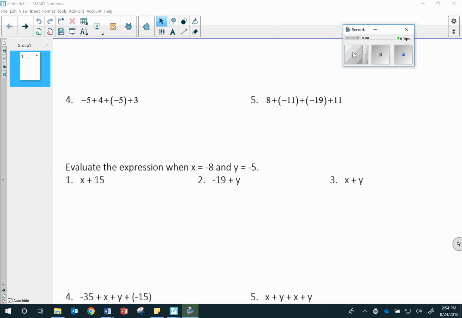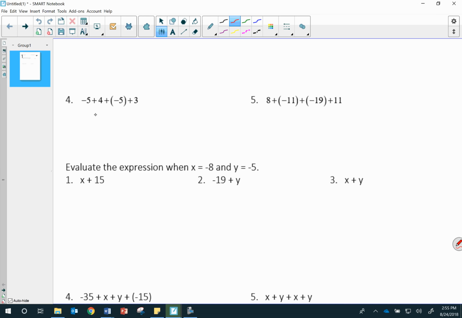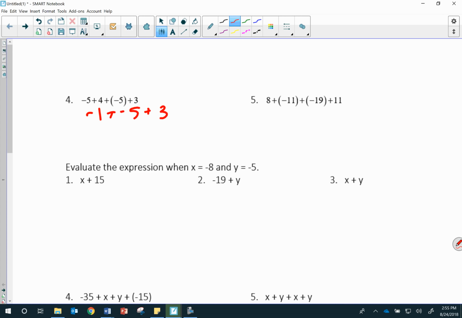So moving right along, let's look at number 4. Again, let's work in order. Negative 5 plus 4. Our signs are different. We'll subtract 4 from 5 to get negative 1. Plus negative 5 plus 3. Negative 1 and negative 5 are the same. Let's keep the sign the same then and add them to get negative 6 plus 3. Again, signs are different. Take 3 from 6. Take the sign of the greater absolute value, which in this case our answer is negative 3.